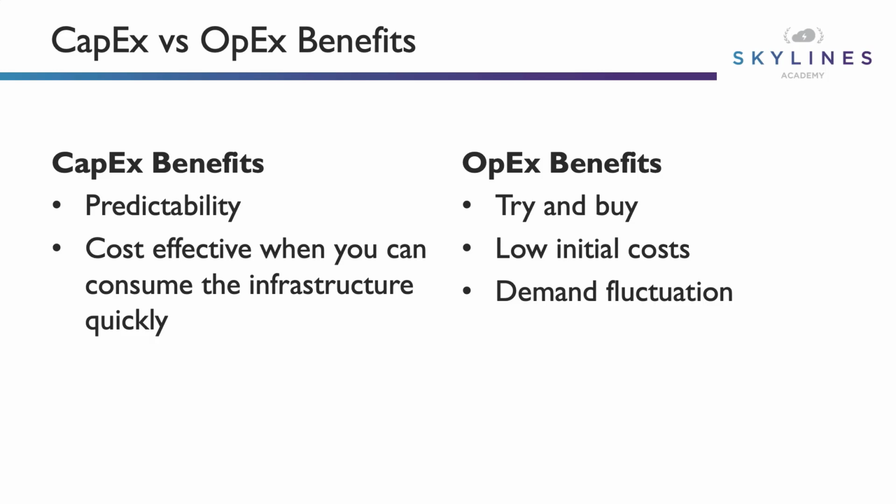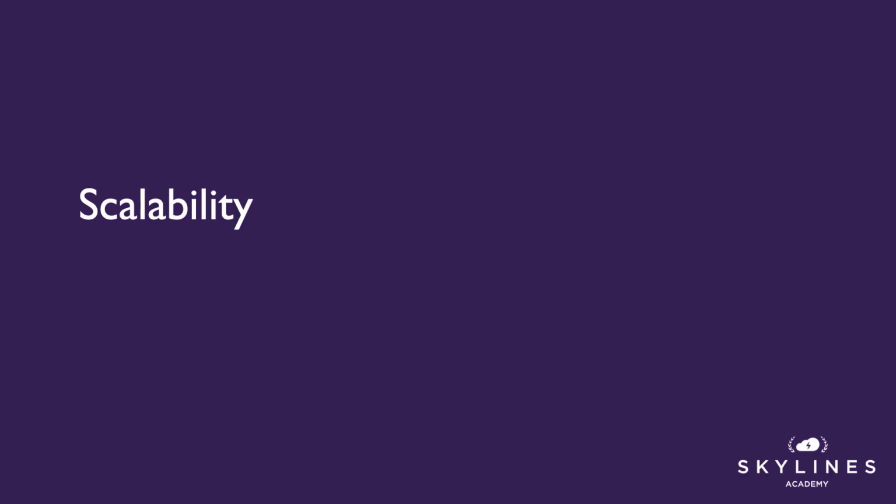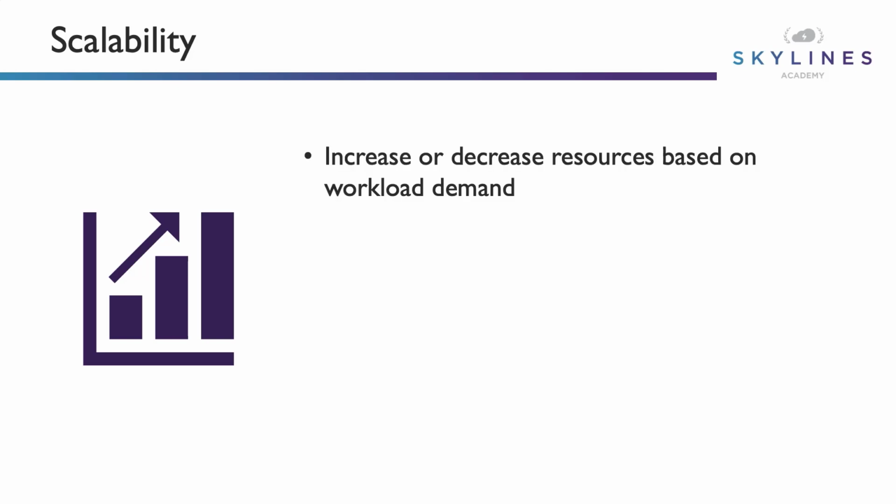Opex benefits, try and buy, lower initial costs, demand fluctuations, so anything variable, seasonal. A lot of these modern architectures based on containers and serverless functions, huge benefits with Opex there. The next thing to think about really is scalability. And when we think about scalability, think about increasing or decreasing resources based on workload demand.